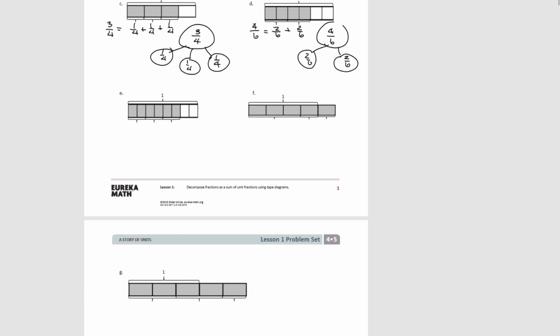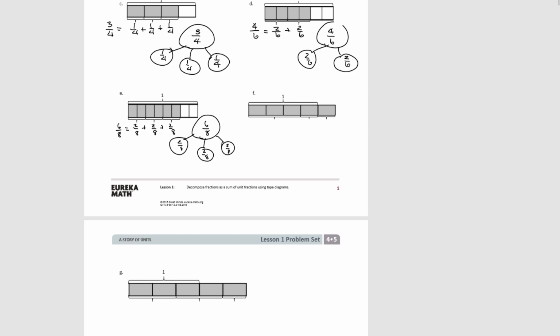In this tape diagram, the whole is divided into 8 equal-sized pieces. So our unit fraction is 1/8. Here we've bracketed 2/8 and 2/8 and 2/8. And together we have shaded in 6/8. So our number bond is 6/8 is equal to 2/8 plus 2/8 plus 2/8. Pause the video and try F.